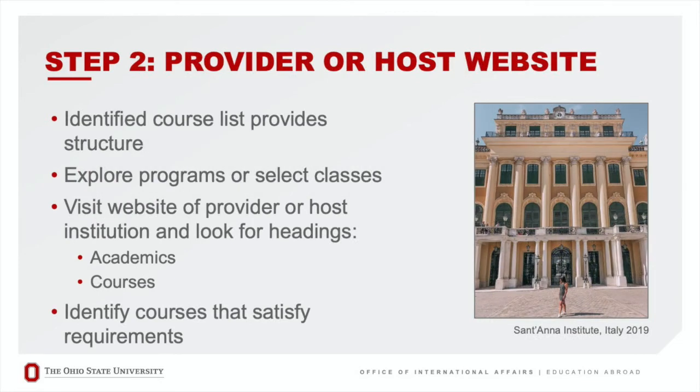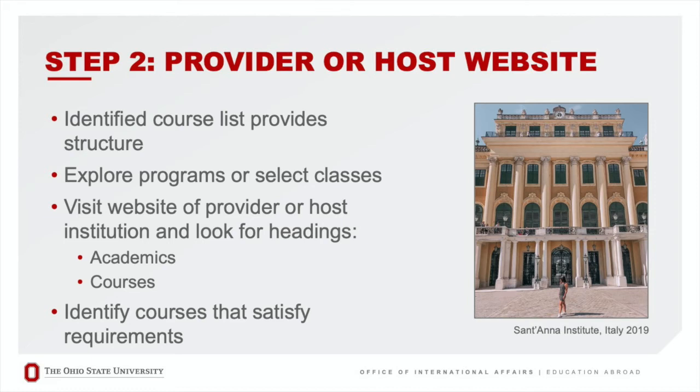Step 2, provider or host institution website. Once you have worked out what courses you need to earn abroad, you now have some structure to your course search. Some students may use this list of courses from their academic advisor to explore programs and to settle on the program that fits best. Other students may have picked the program first and now just need to decide on classes. In either case, your next stop is the website of the provider for a third-party provider program or a host institution for a direct enroll or international exchange program.